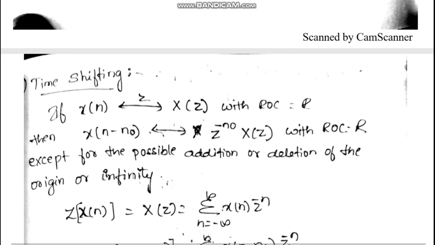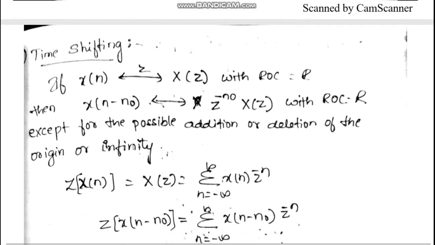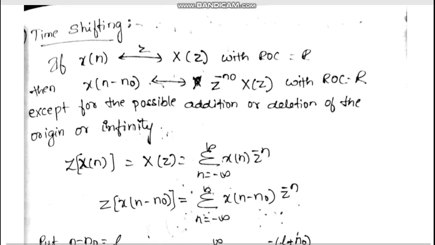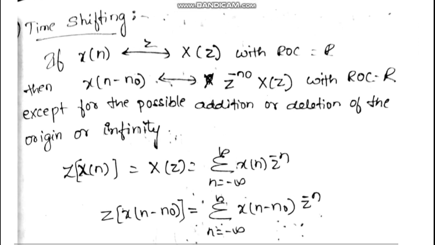We know that time can be shifted either towards the positive or towards the negative, that is, we can either increment or decrement. For example, x of n is an input signal. Now you are applying your Z transform. When I apply it to the input signal, it is the normal X of z with ROC as R.